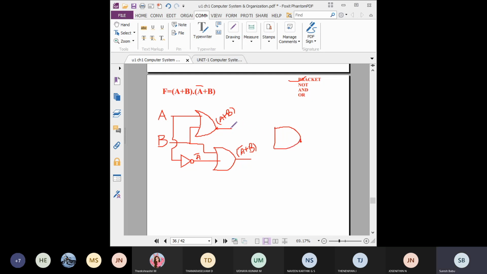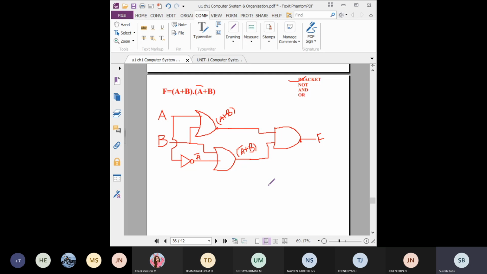Okay, so get these two inputs and give them to an AND gate, and your output is this F. You can write it as F equals (A plus B) dot (A bar plus B). So this is our required logic circuit. Students, understood, everyone? Yes, sir.